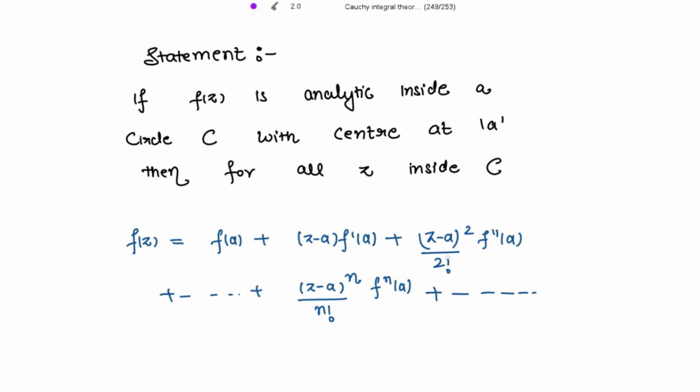plus (z minus A) whole square divided by 2 factorial f double dash A, that is the second derivative of f(z) at A, and so on, up to (z minus A) to the power n divided by n factorial times the nth derivative of f(z) at z equal to A, and so on, right? So this is the Taylor series and we need to prove this.